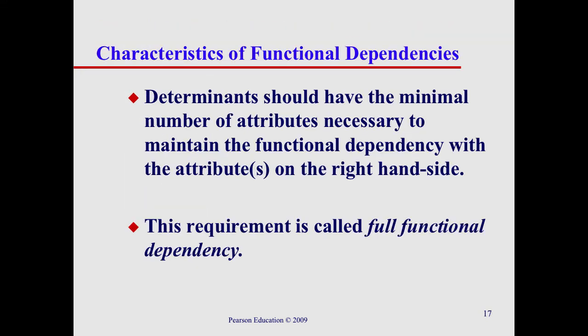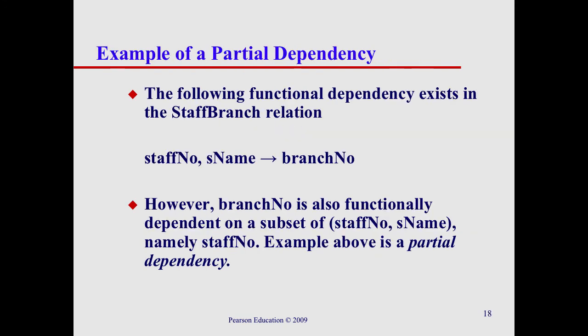So we want our functional dependencies to be the minimum set A required to uniquely determine an attribute or set of attributes B. We don't want A to have superfluous attributes. So if it is the minimum number of attributes necessary to maintain the functional dependency, we call it a full functional dependency. If it has an extraneous attribute, we call it a partial dependency.